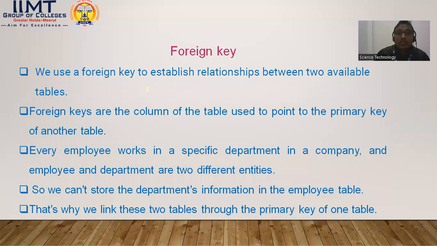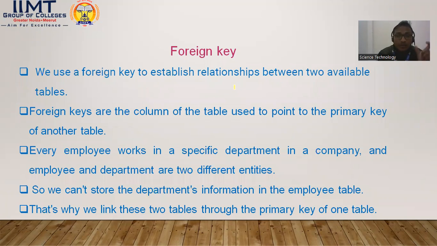We use a foreign key to establish relations between two available tables. Foreign keys are columns of a table used to point to the primary key of another table. Every employee works in a specific department in a company, and employee and department are two different entities. So we can't store the department information in the employee table. That's why we link these two tables through the primary key and the foreign key. What is the foreign key? A foreign key establishes the relationship between two tables.